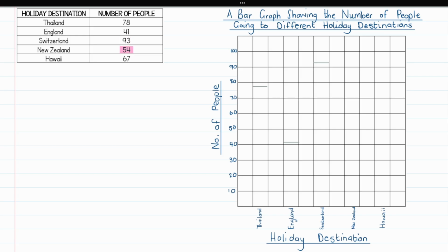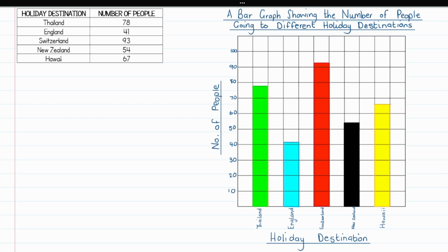There are 54 people going to New Zealand. Since 55 is between 60 and 50, 54 is just below this midpoint. There are 67 people going to Hawaii, and since 65 is between 60 and 70, 67 is probably about midway between 65 and 70. Now that I've plotted my points with pencil, I'm going to add color. And there you have it, a perfect bar graph.